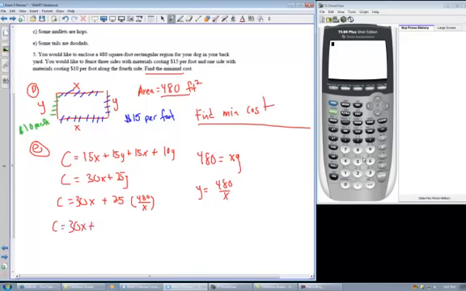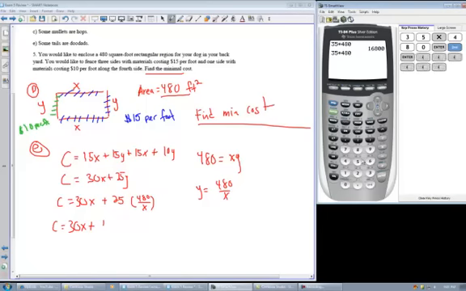25 times 480 is equal to 12,000. I meant 25, not 35. So I have 12,000 divided by X. And now I'm going to solve.